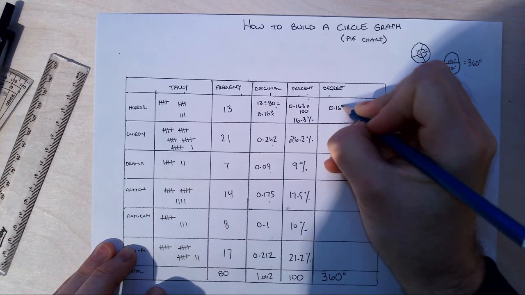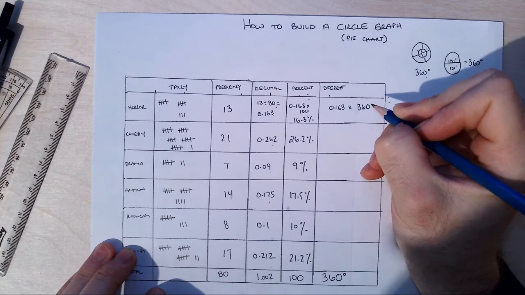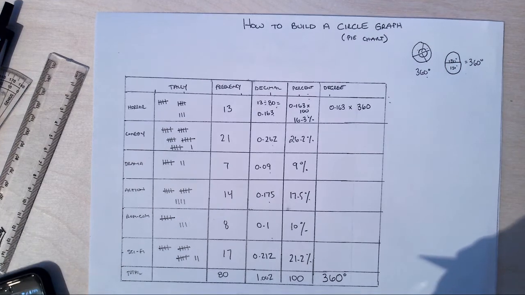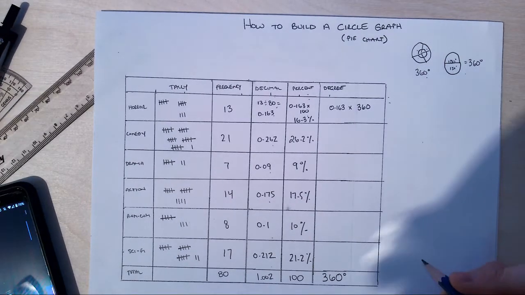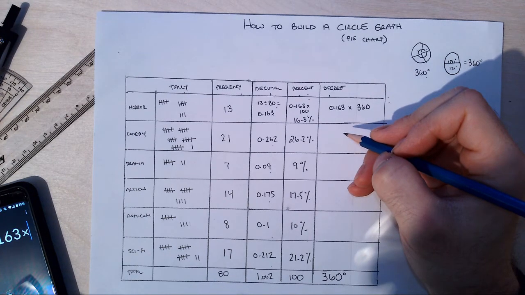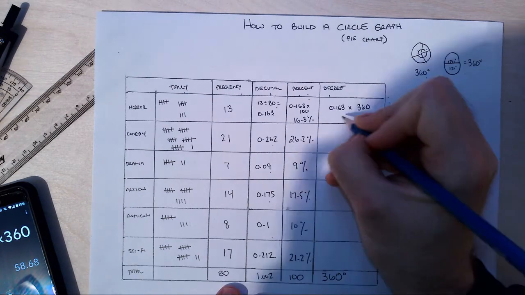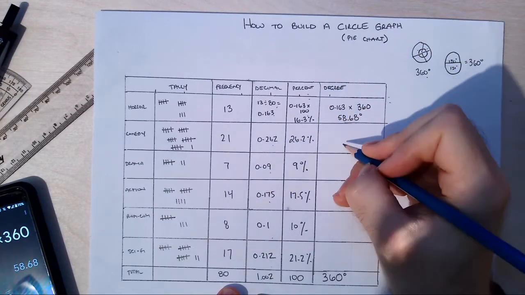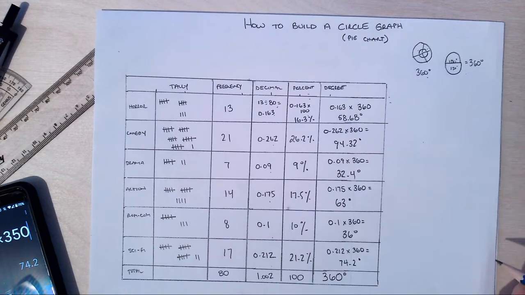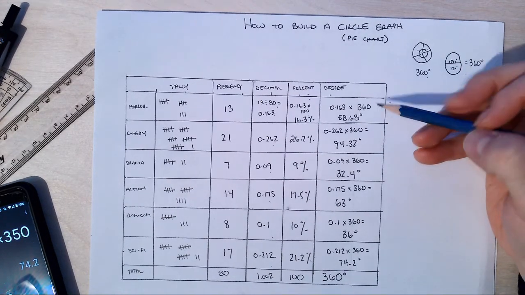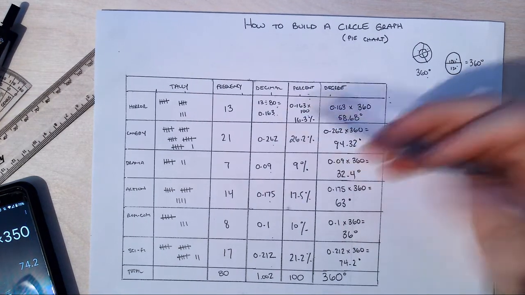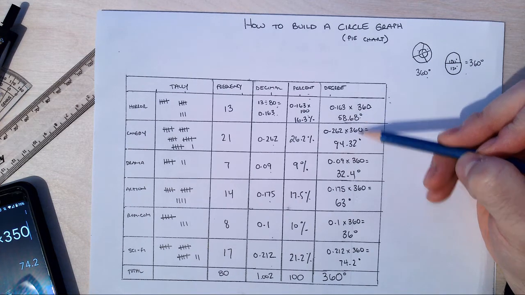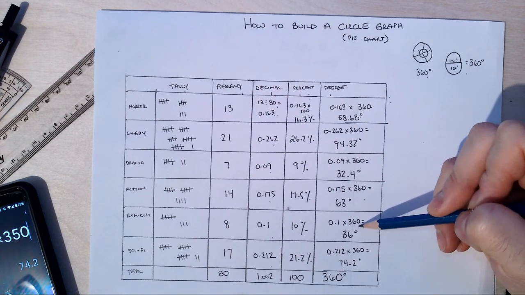0.163 times 360. I should have mentioned that you're also going to need a calculator for this, unless you're some kind of mathematical genius and can figure this out in your head. We want to be accurate though. Mr. Lachance is going to use a calculator. And I get 58.68 degrees. I'm going to do the same thing for all of these different categories. So I've multiplied each one of my decimals by 360 to figure out how many degrees of my circle is each category of my frequency table.